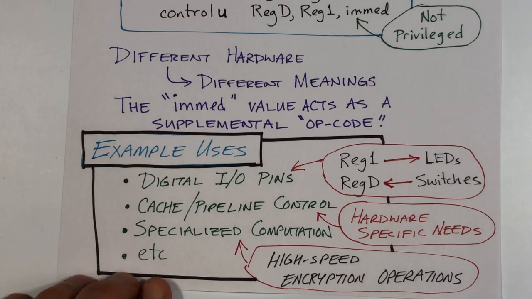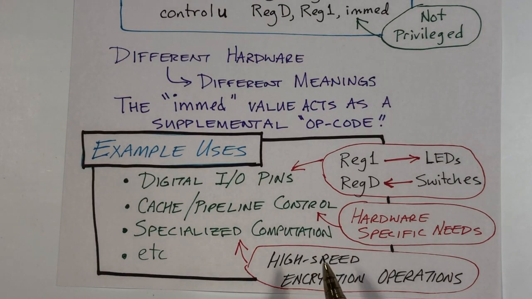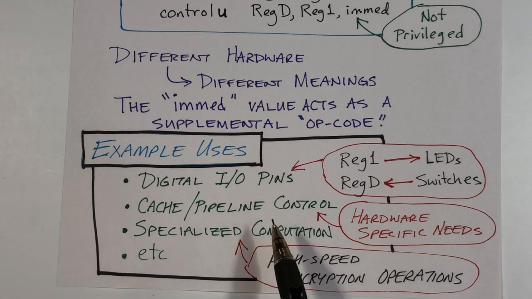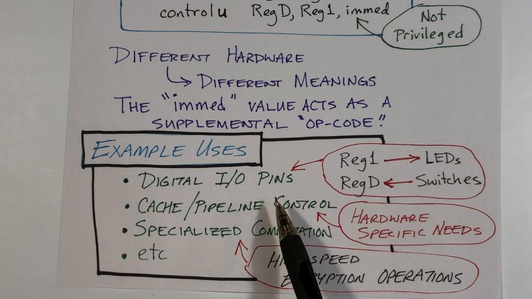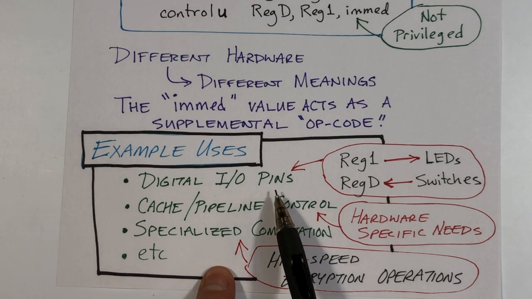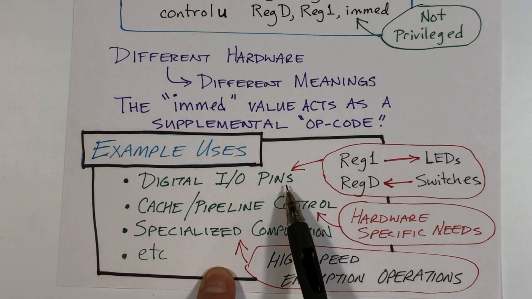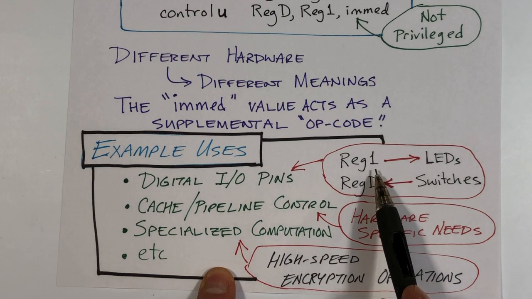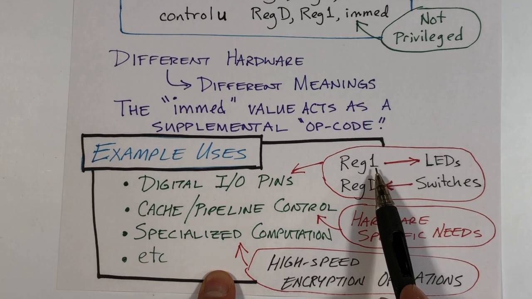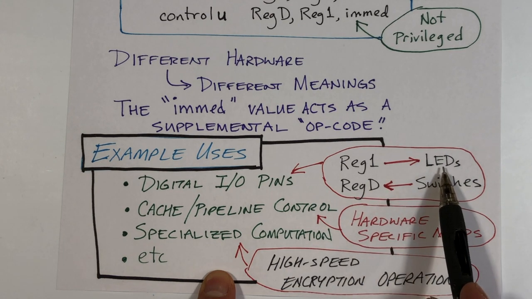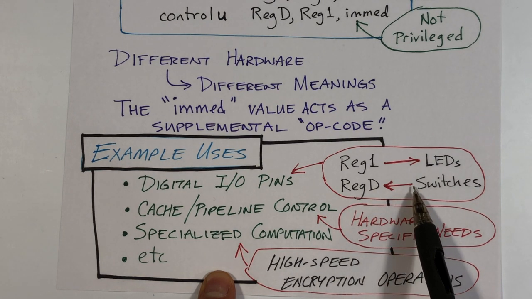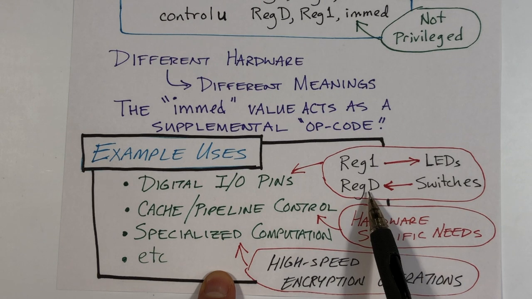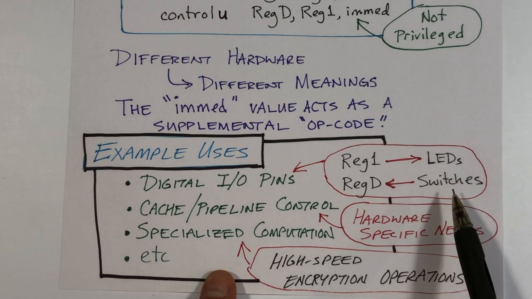And how might this be used? Well, these instructions might be defined in a simple microcontroller for embedded applications to run I/O pins. Digital I/O pins might be controlled. For example, a control instruction might set some output pins that would maybe drive LEDs, and the input digital lines would be read into the destination register, perhaps sensing switch positions and so on.